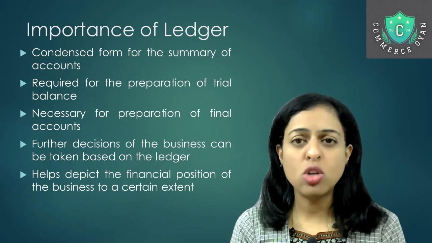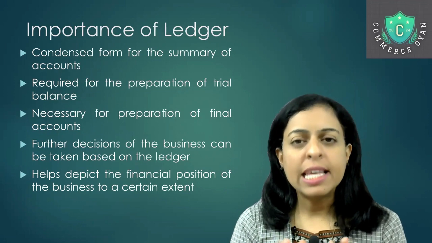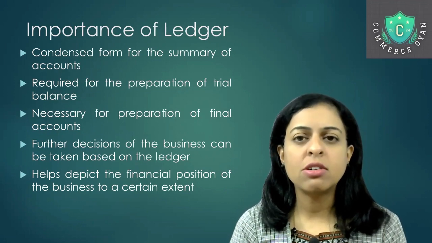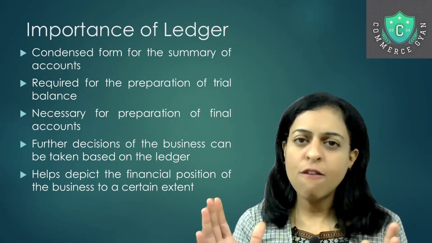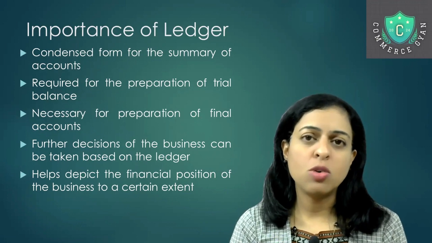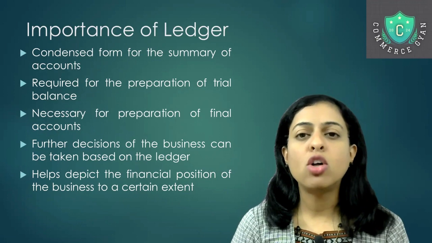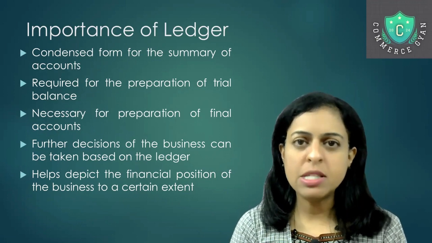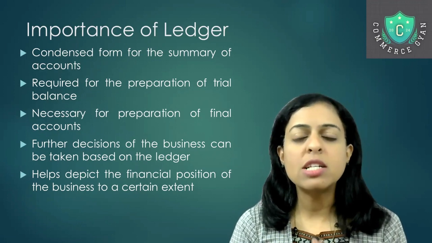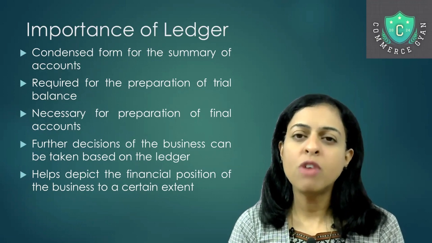And finally, based on all this information that you have, the financial position of the business can be depicted to a certain extent. It's not fully, because that depiction is done by the final accounts, which is in connection with the trading profit and loss account and balance sheet. But right now, remember that ledger serves a certain purpose for your financial statement analysis, or rather financial position analysis. Got it? So this is how the ledger is important from the angle of accounting.